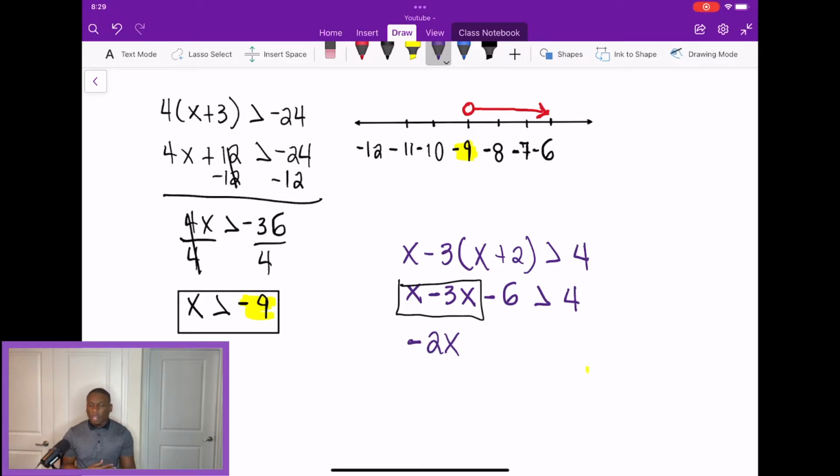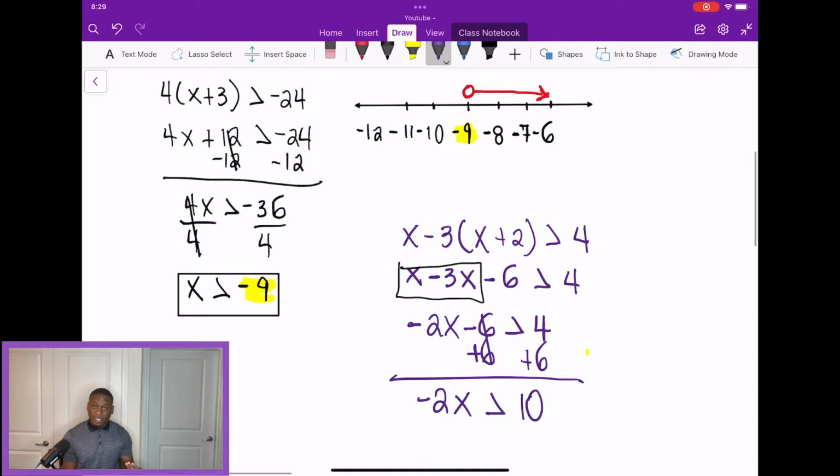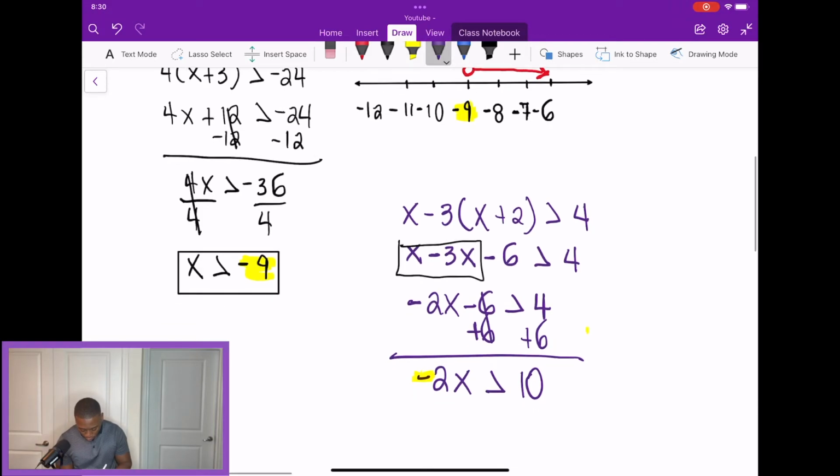So the next step, we're going to try to get this variable on one side, numbers with no variable on the opposite side of the inequality. To do that, let's add 6 on both sides. So we have negative 2x is now greater than 10. And a very important step right here. This is a step where sometimes students get it a little wrong. The only time we flip the inequality symbol is when the x, our variable, is negative like it is now. So with negative 2x, we should know we're going to flip our inequality. Divide both sides by negative 2.